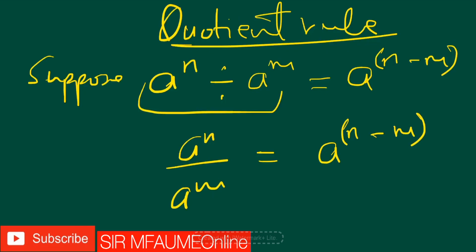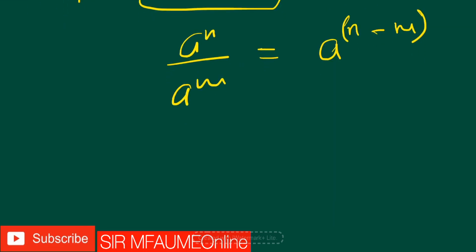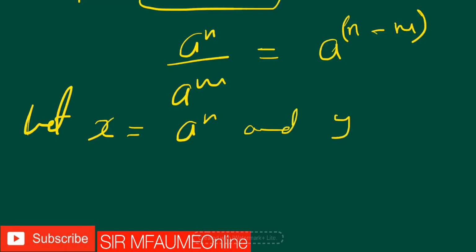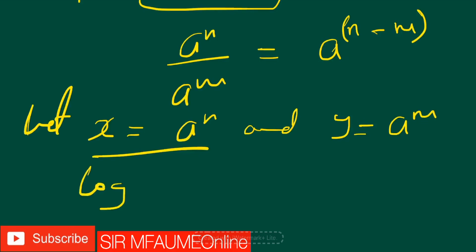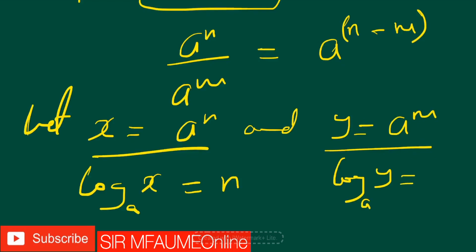Then from there you're supposed to write, let x be equal to a exponent n, and also let y be equal to a exponent m. Then convert these into logarithm form, because that is exponential form. You will find that log x base a is equal to n, and log y base a equals m.